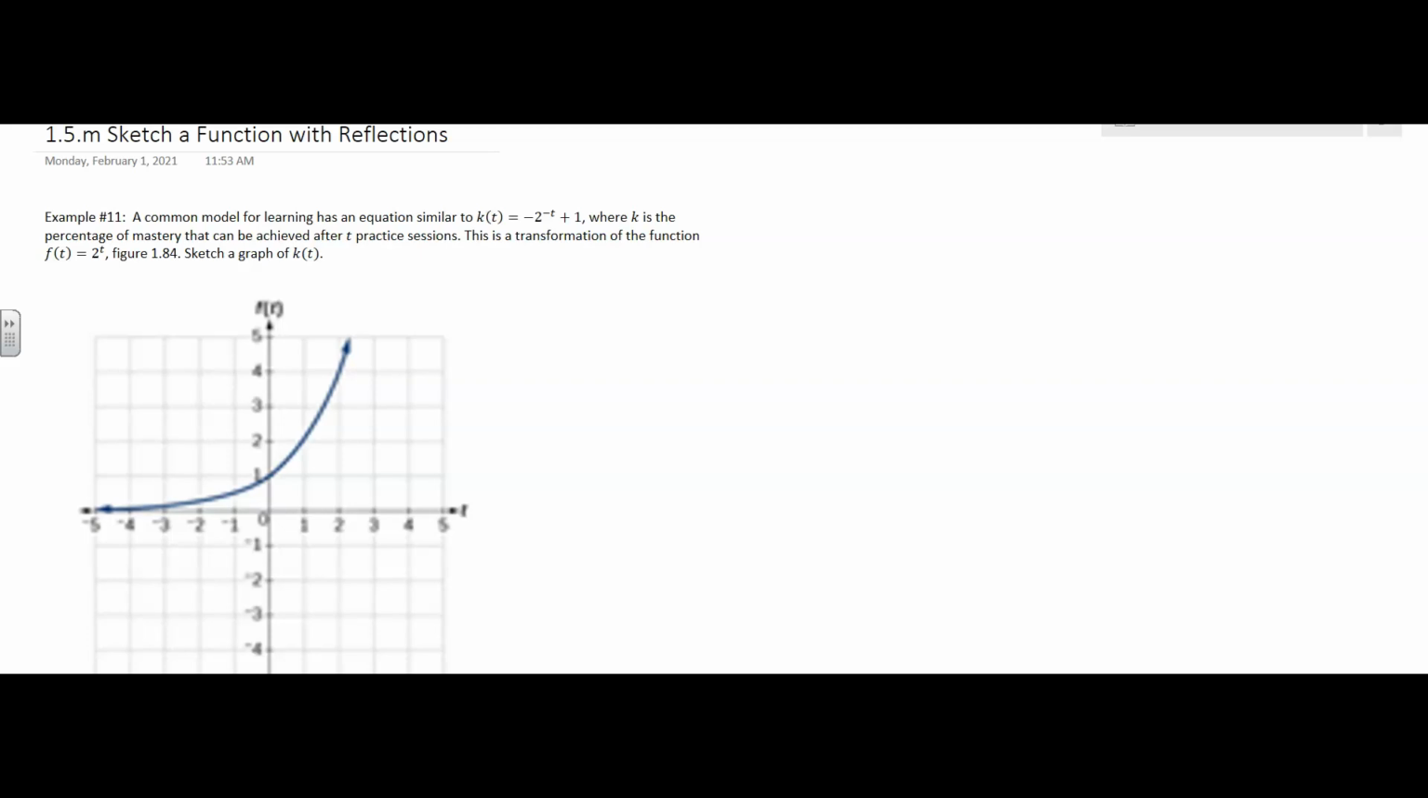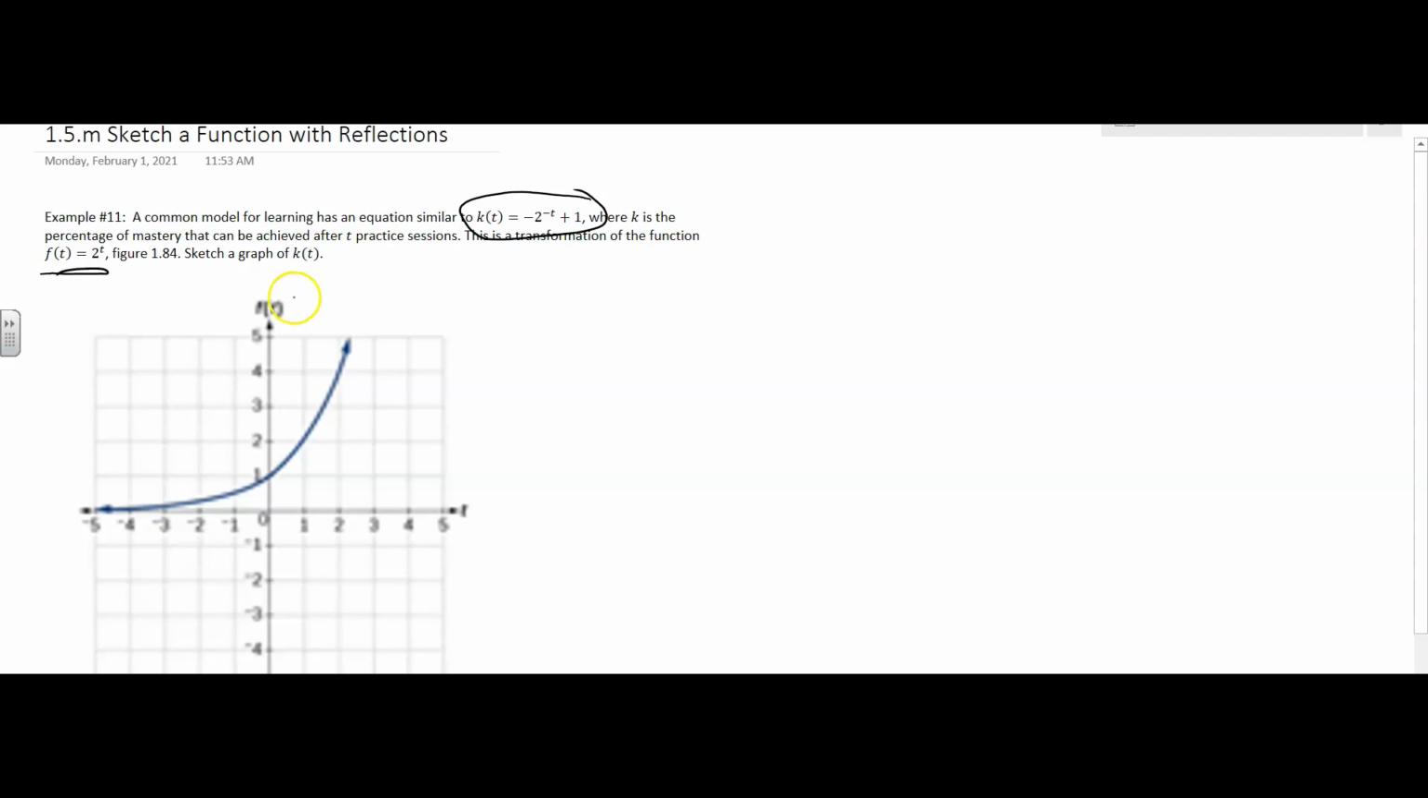Okay, so we have a few things going on in this example, and it kind of pulls it together. A common model for learning has an equation similar to this, and they give us the equation for K of T. K is the percentage of mastery that can be achieved after T practice sessions. This is a transformation of F of T, and they give us a picture of F of T, and then we're supposed to sketch K of T. So we have to pull it apart and look at these different functions.